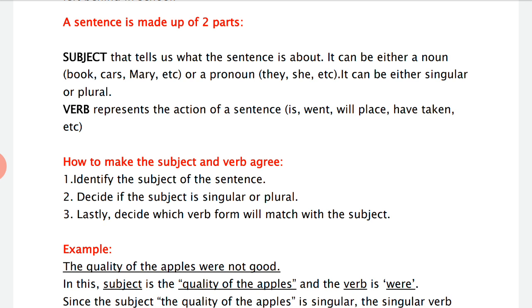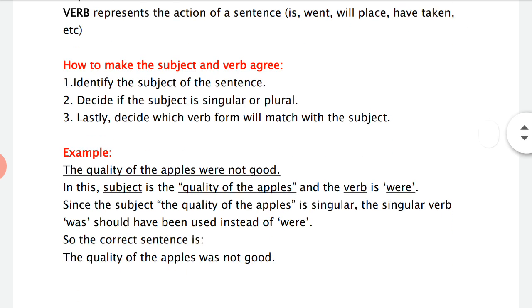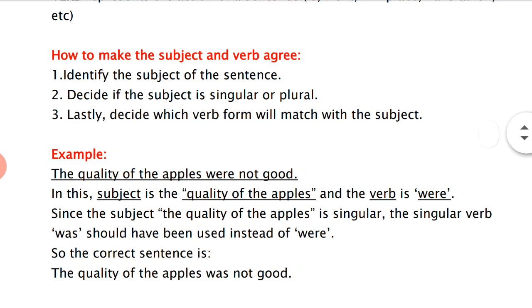Now, how to make the subject and the verb agree? Okay, there are 3 steps usually to do that. Let's say first is to identify the subject of the sentence. What is the subject? Is it a noun or a pronoun? Then secondly, decide if the subject is singular or plural. For example, if it's Mary, it's a proper noun. So, you're not Mary, I'm not Mary. Someone else is Mary, a third person singular. So, we have to use S or ES at the end of the verb. Isn't it? Mary does the work or Mary works. That is the correct way.